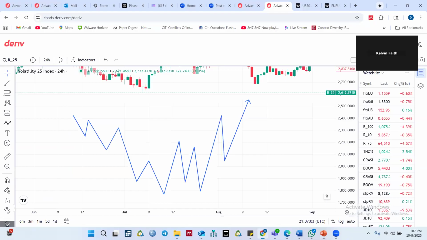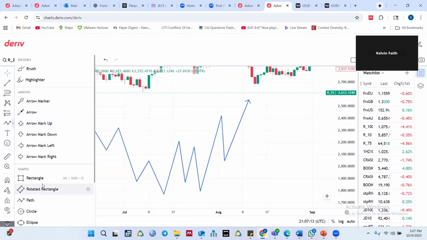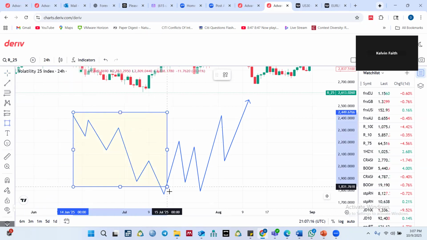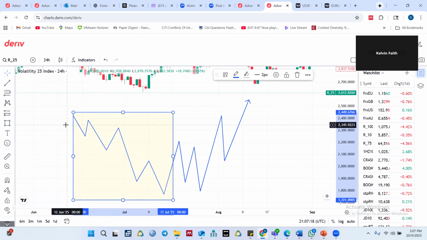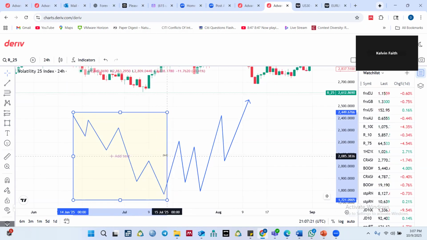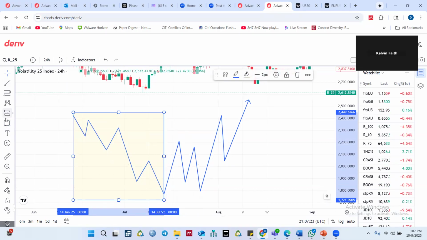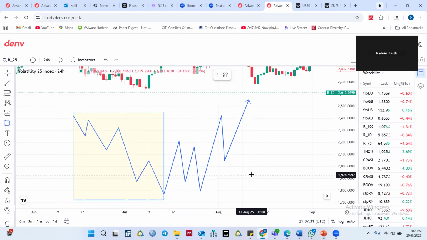So, observe closely. What is the last? Up to this point, from up here to down here, what type of market was that? Can you tell me what type of market was from up here to down here? Guys, can you please respond?